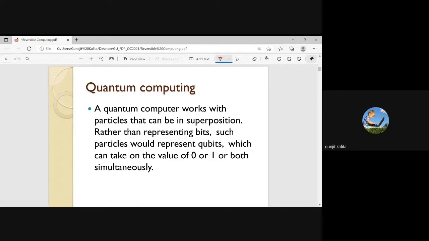So rather than representing bits, the particle represents the qubit. How do we represent them? We have a notation, the Bell notation, like this. Zero can be represented like this, one can be represented like this. These are known as qubits. Here in the zero qubit, there is a possibility of getting zero and one. In the case of the qubit one, there is also a possibility of getting both zero and one. So both the bits reside together, which can take on the value zero and one simultaneously. About this we'll discuss elaborately later.